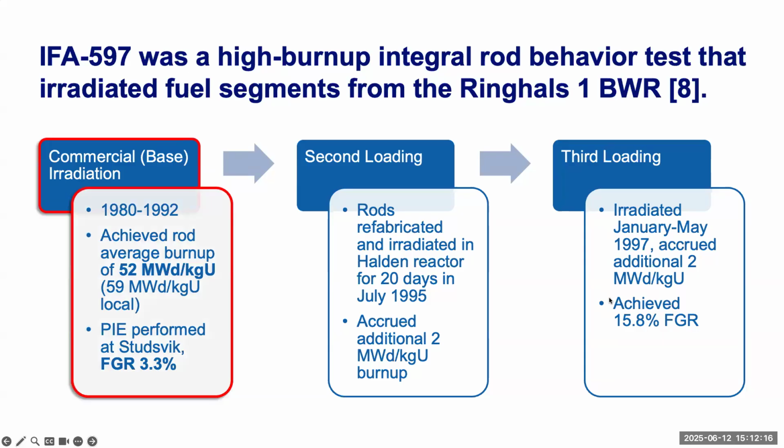Now, my objective here was to model solely the base commercial irradiation. And that's because this base irradiation reached a fission gas release percentage of 3.3%, which is fairly close to the 1% that we're looking for with this threshold, and we're aiming to be able to validate these low fission gas release percentages using the BISON fuel performance code. So that's what I was focused on benchmarking here.